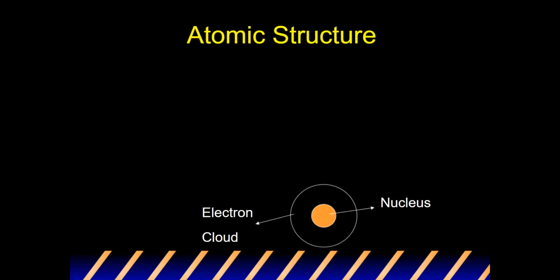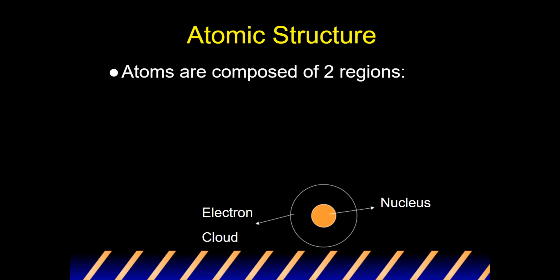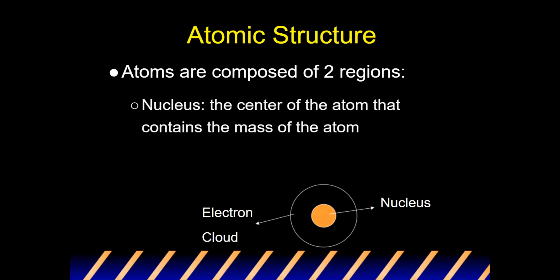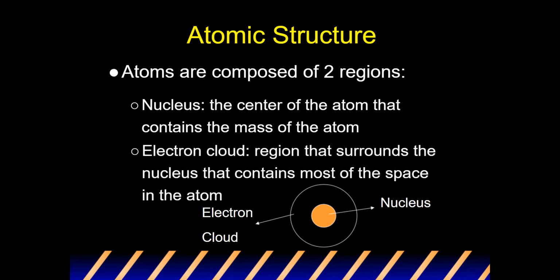The atomic structure. An atom is composed of two different regions or locations, and they are, as you can see, the nucleus and the electron cloud. The nucleus is the core or the center of the atom, and it contains most of the mass in the atom. And anywhere outside of the nucleus, that is the electron cloud. That's the region that surrounds the nucleus, and it's the larger portion of the two different regions, even though the nucleus has the majority of the mass.